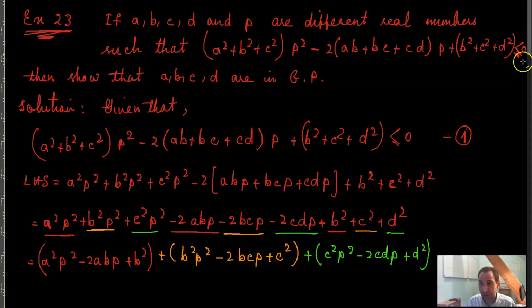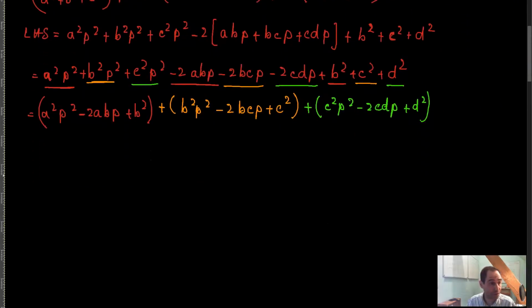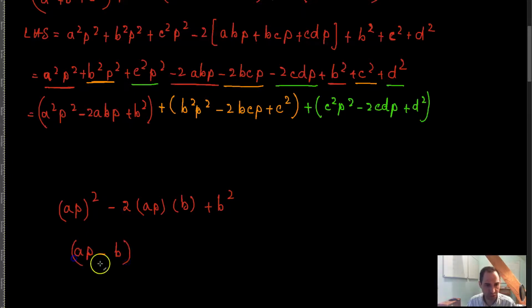And so that should give us, if I want to write this, I will write this as AP whole squared minus 2 times AP times B plus B squared. I can write it this way, and that would be equal to AP minus B whole squared.